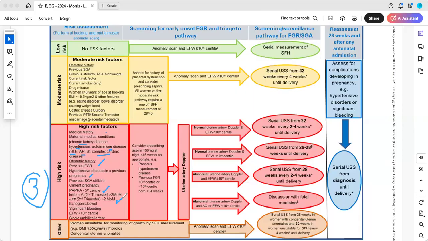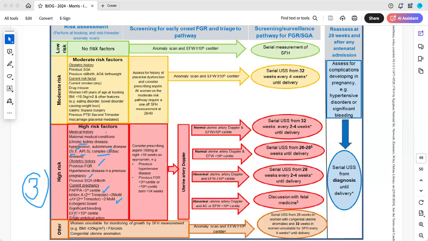Echogenic bowel. It used to be a major risk factor and is now still a high risk factor. Okay, so echogenic bowel. Significant bleeding, especially in the early pregnancy. So when I study antepartum hemorrhage, I will find that the cases with antepartum hemorrhage, if it is significant in the early pregnancy, can affect the growth of the baby or not. Yes, it can. So significant bleeding is a high risk factor.